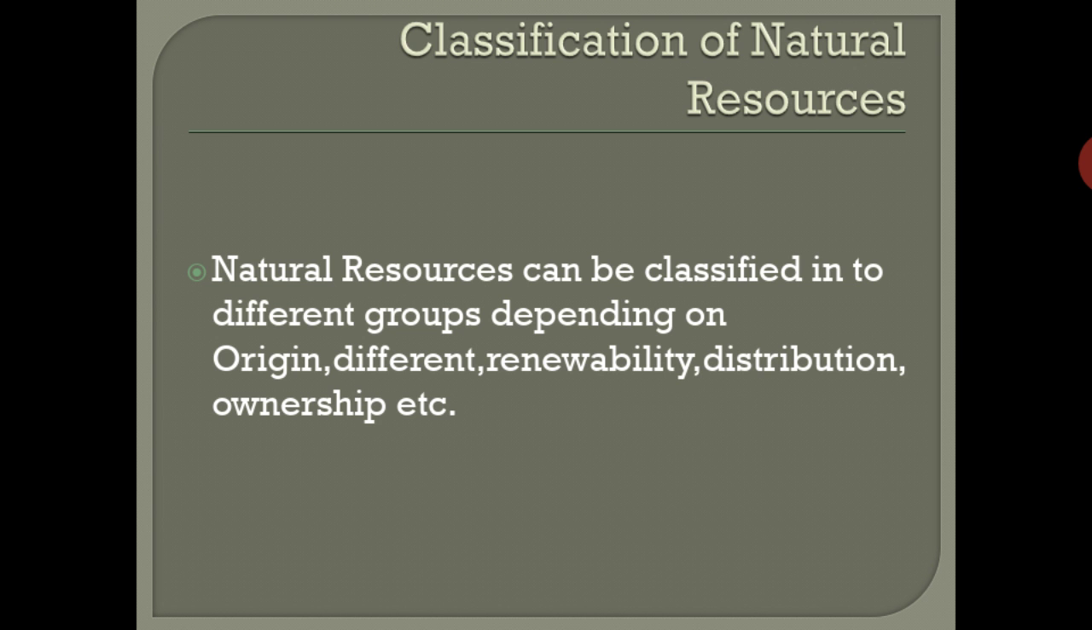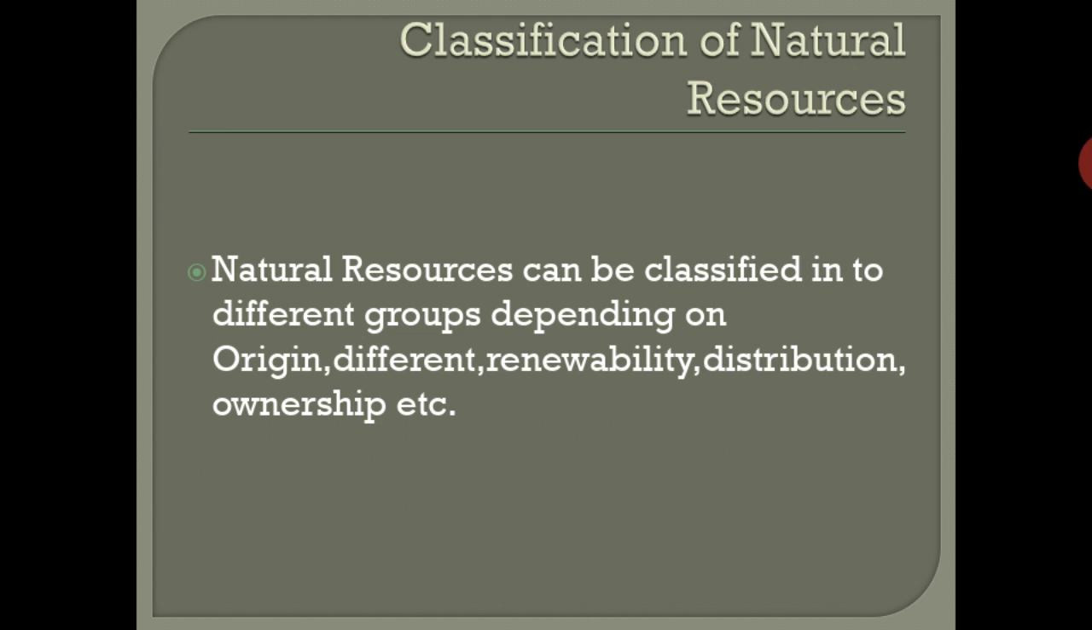For example, origin means biotic resources and abiotic resources. All living resources are biotic resources: plants, animals and other microorganisms. So by that also we are getting some resources. For example, abiotic resources are non-living things: land, water, air and minerals are abiotic resources.